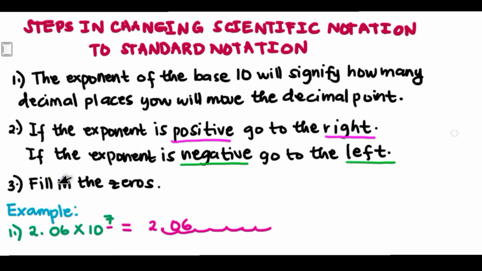Step 3, sabi dyan, fill in the zeros. So, yung mga wala pong nakalagay, lagyan po natin ng 0. 1, 2, 3, 4, 5. So, the final answer will be, okay, nasa dulo na yung decimal point. So, hindi na po natin siya susulat. So, ang sagot po ay 26.